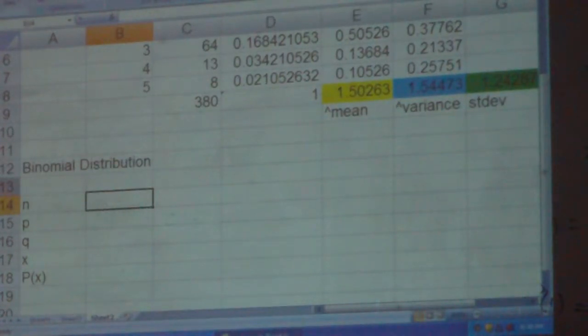How many people were we asking? 12, right? So it's the number of times running the experiment. The experiment is asking the person what their favorite nut is.